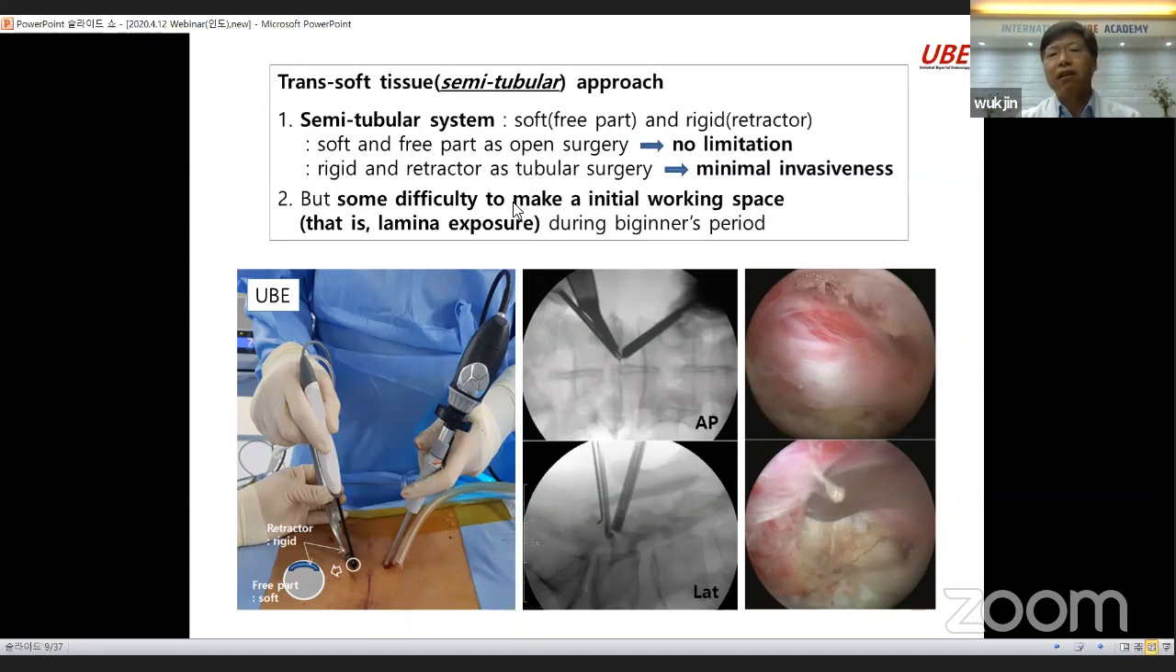I think there is no motional limitation, and minimal invasiveness is my philosophy for spine surgery. But it has some difficulty making the initial working space, that is, the lamina exposure, especially during the beginner period. Today, I lecture on how to make the initial working space for beginners.